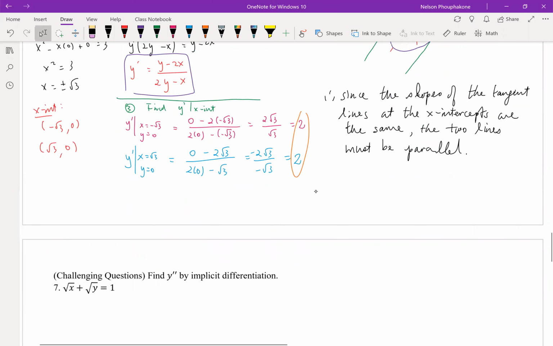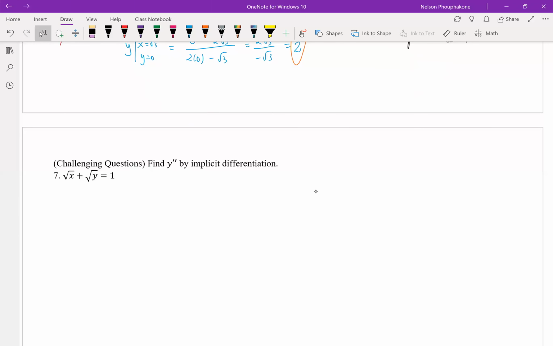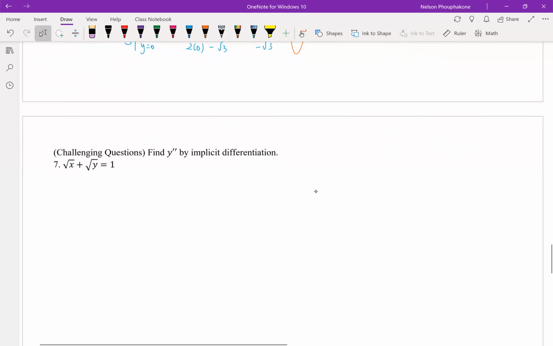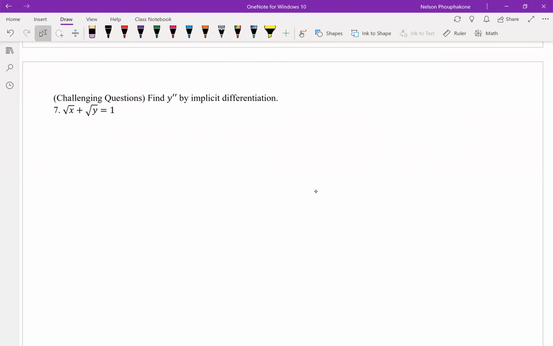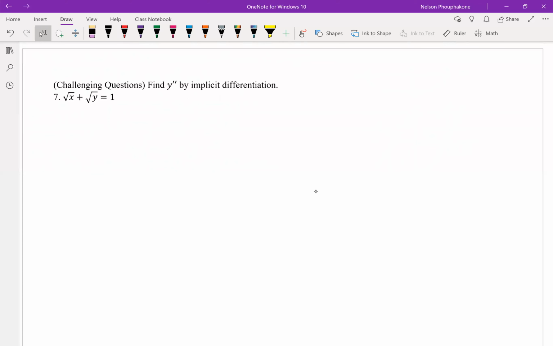Then now the last one is actually a challenge question again. What I would like you to do is try to work on this problem and then check your answer later on. Now to this one right here, we need to work with the second derivative. Meaning I need to first find the first derivative, and then after the first derivative, we work on the second derivative. So let's try this.